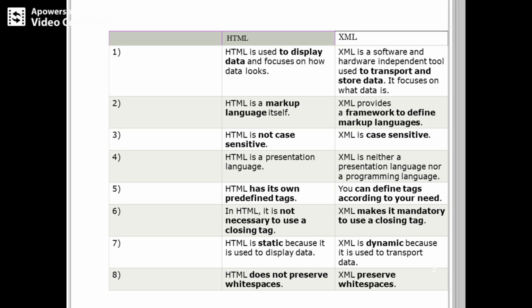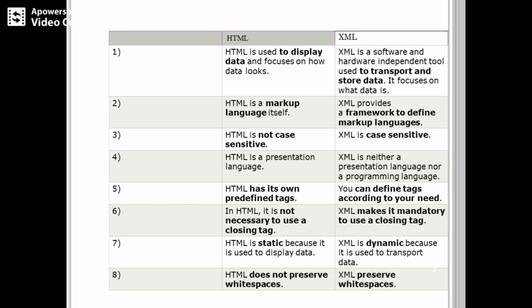The second point is about the markup language. The third point is about case sensitivity. As we know, HTML is not case sensitive. We can use any format for representation of tags, attributes or elements, whereas XML is case sensitive. It makes a lot of difference which case is used for a particular tag or element.